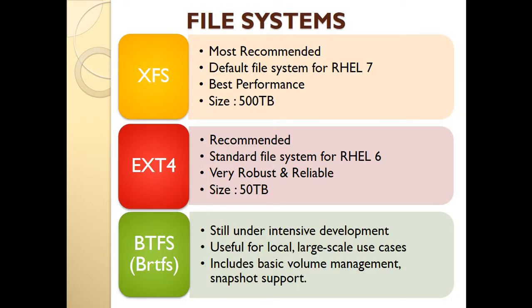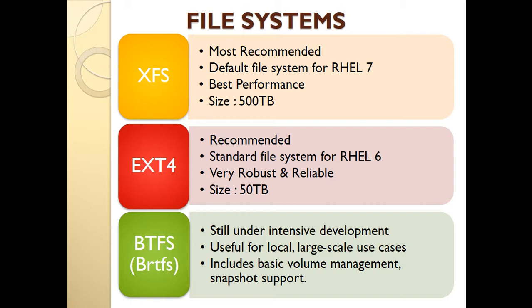Now, talking of the file system, we know that most Linux distributions today support ext4, but ext4 has a limitation of 50 terabytes. But Red Hat Enterprise Linux 7 has the XFS file system, which supports sizes up to 500 terabytes. So if we talk of the three main file systems, we have XFS, which is the most recommended, default file system for RHEL 7, with the best performance, and 500 TB of hard disk drive is supported.